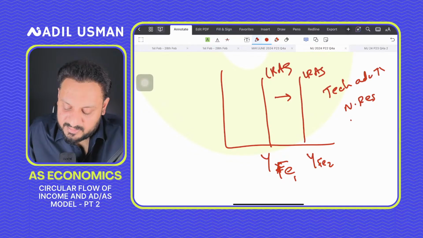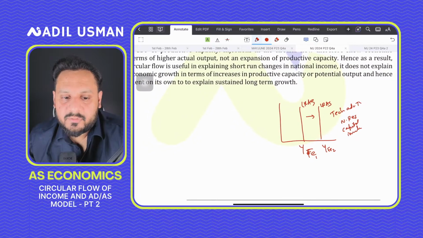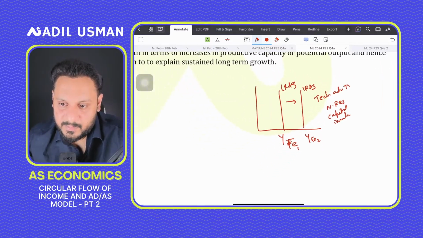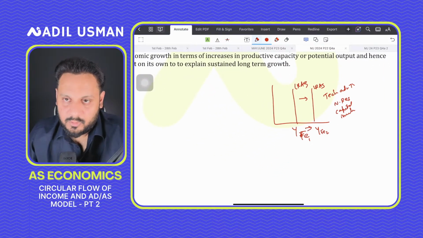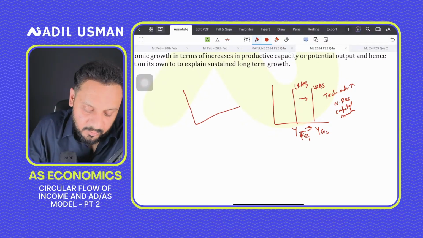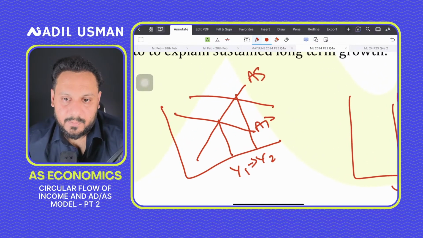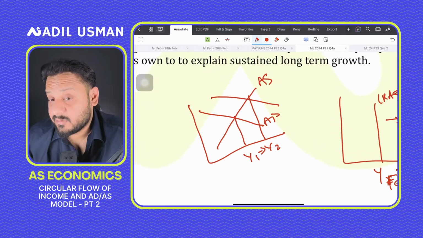Or maybe there's more capital investment coming in, right? So this is going to shift your LRAS, potential GDP. But circular flow is not talking about this. Circular flow is talking about actual growth that happens when your aggregate demand goes up from Y1 to Y2. It doesn't really talk about what happens to potential GDP. It doesn't talk about potential GDP.